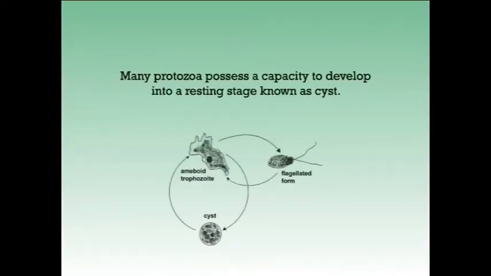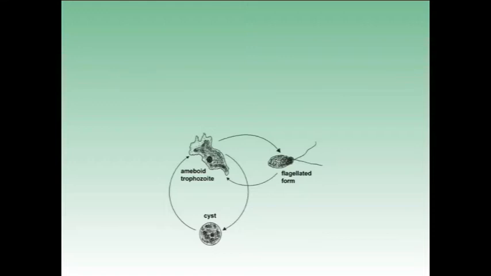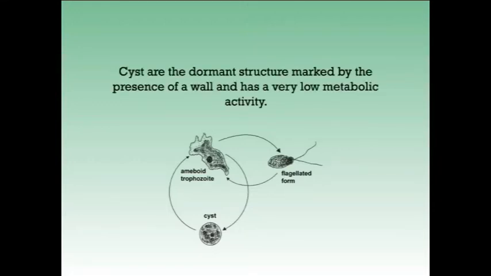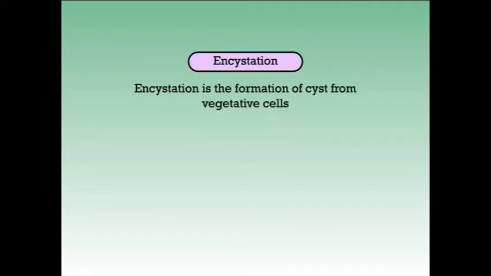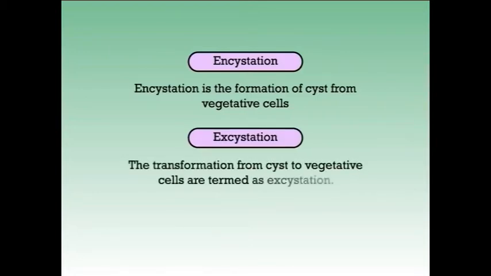Many of the protozoa possess a capacity to develop into a resting stage that we call a cyst. Cysts are dormant structures marked by the presence of a valve and have very low metabolic activity. Under this, there are two very interesting terms, that is encystation and excystation. We'll see what these two are. Encystation is the formation of a cyst from vegetative cells, whereas the transformation from cyst to vegetative cells is termed excystation.